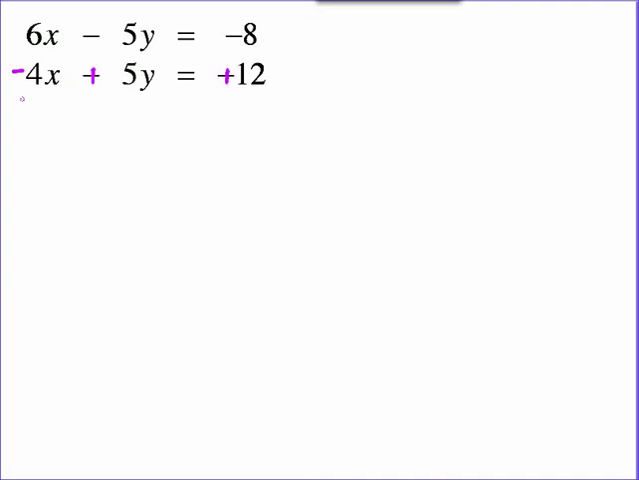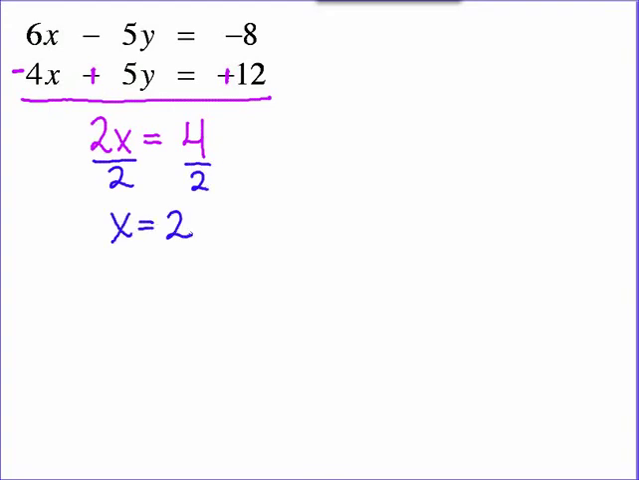Now I can go ahead and eliminate y. So 6x minus 4x is what? 2x. What does that equal? 4. Divide by 2. What do you get x to equal? 2. So now all I need to do is plug that in. It doesn't matter. You can plug it into one of the originals.